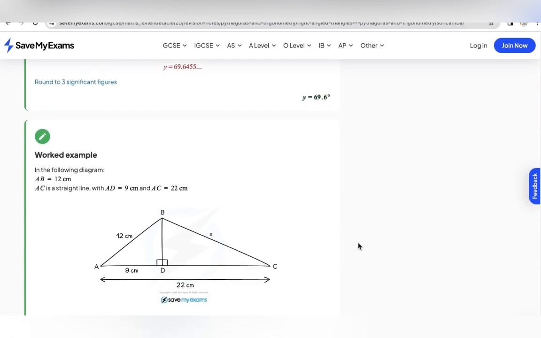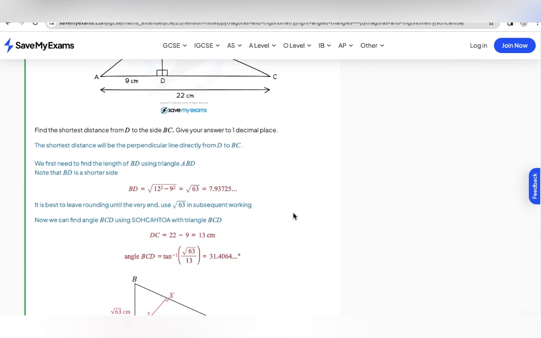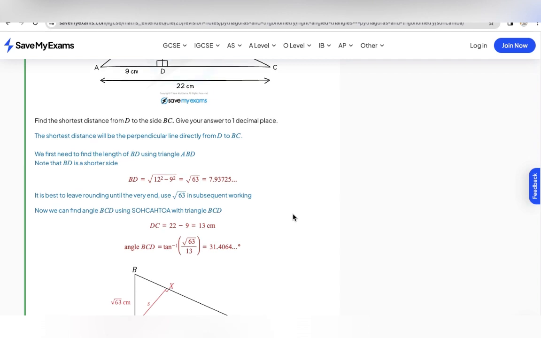Okay? Now we take a look at this example we've seen before. We solved this example before. It's in this one below. AB is 12. AC is a straight line. AD is 9 and AC is 22. Here we use Pythagoras to solve this. And then they want us to find an angle.